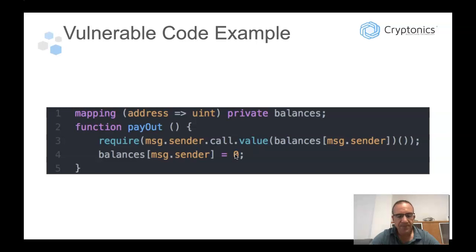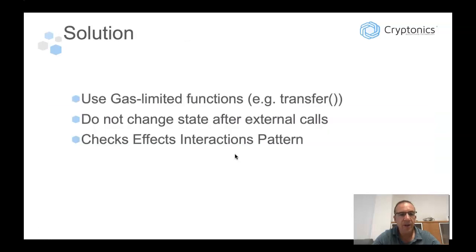This is quite common, but it's easily avoided. Let's just see how it can be avoided. The first thing we can do, and I consider this a quick fix but not a real fix, a workaround, is to use a gas limited function instead of call. You can make transfers with transfer or send, and these are limited to 2,300 gas.